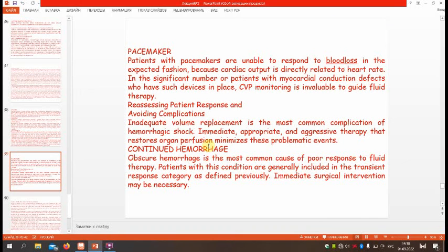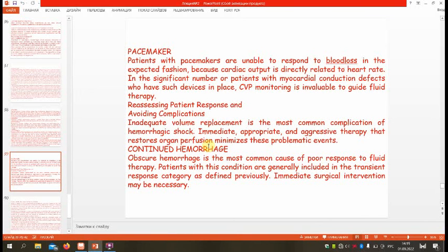Reassessing patient's response and avoiding complications. Inadequate volume replacement is the most common complication of hemorrhagic shock. Immediate, appropriate, and aggressive therapy that restores organ perfusion minimizes these problematic events.